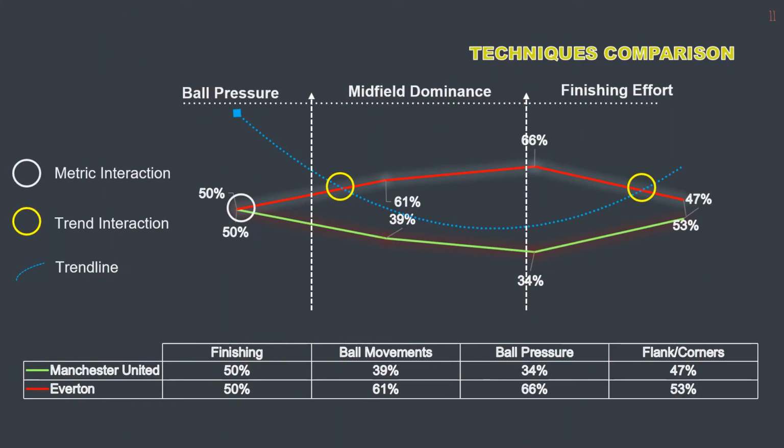Everton has been identified as having a trend advantage in midfield dominance, where the most crucial acts and ball distributions may be game changers. Also, as a result of the general tactical framework, it has a good finishing effort domain, which permits enhanced performance in terms of scoring opportunities. Metric interaction implies that both teams will place a strong emphasis on the ball pressure domain in order to affect the game's speed.